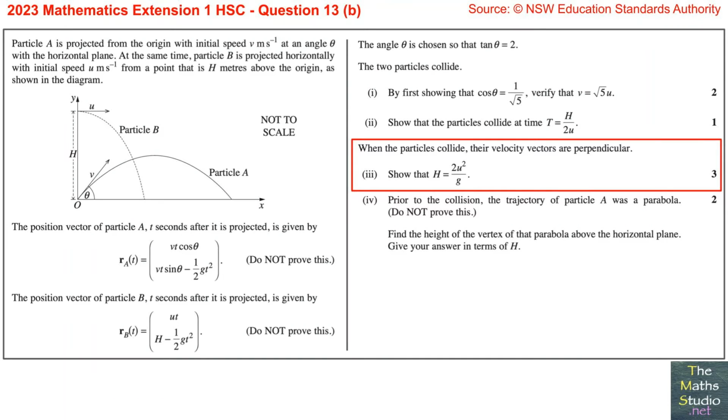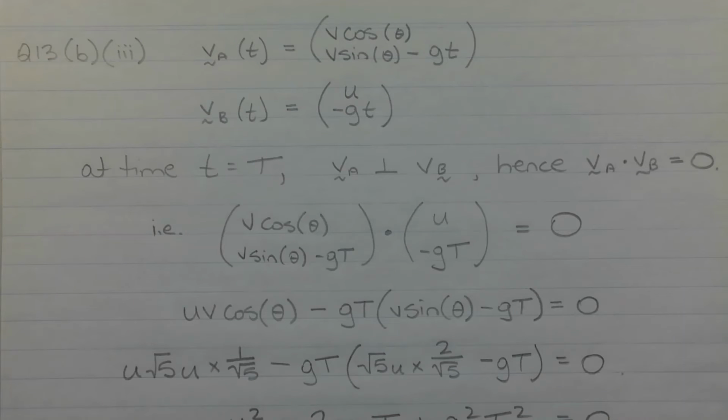When the particles collide, their velocity vectors are perpendicular. Part 3. Show that capital H equals 2u squared over g. The velocity vectors of both particles, VA and VB, are found by differentiating their position vectors with respect to t.